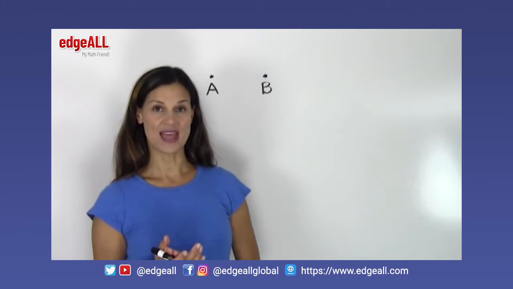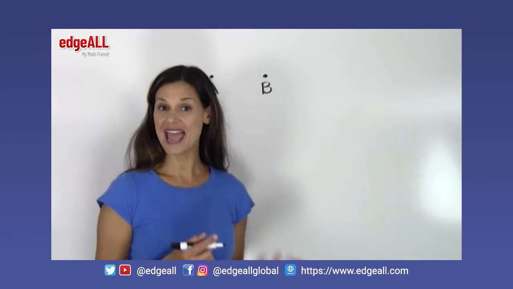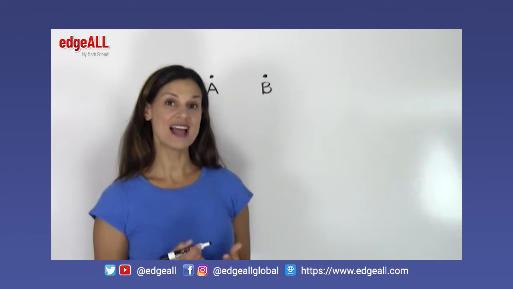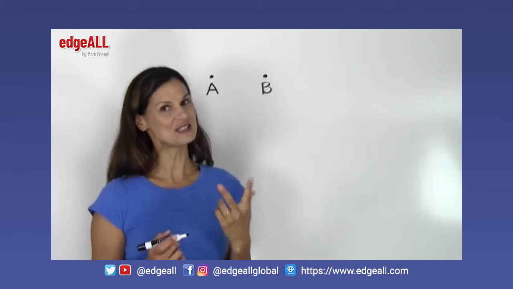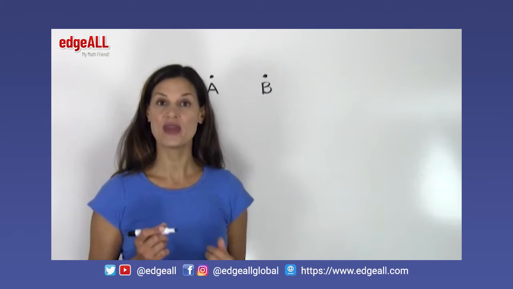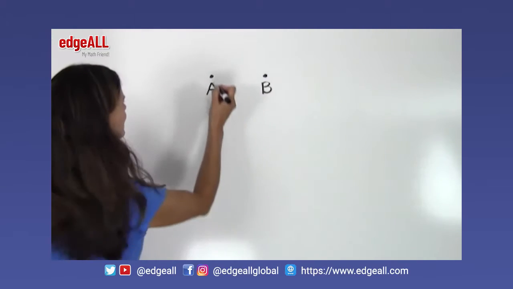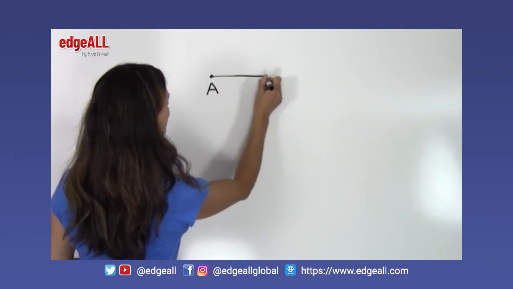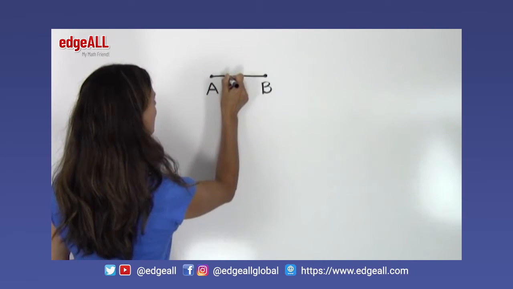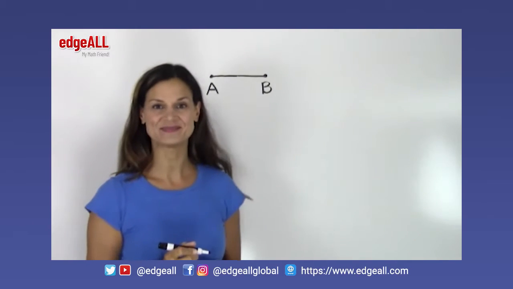We can use our pencils and pens to connect these points. And once they're connected, once 2 points are connected, we have a line. So I'm going to connect point A and point B with a line.